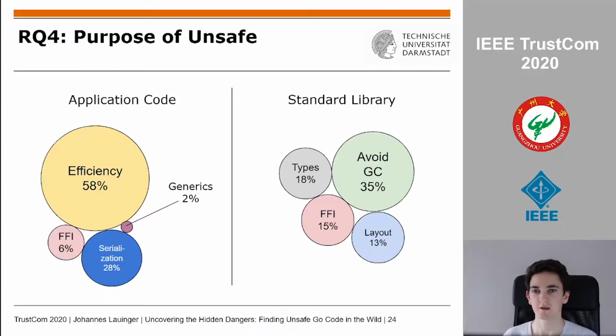For the standard library, on the other hand, the purposes of using unsafe are different. The most common is making the garbage collector keep a specific value in memory while a system call runs, and that is using a specific pattern that just uses unsafe. Next, the actual implementations of the type system and memory management and memory layout account for 18 and 13% respectively. Interacting with external C code through the foreign function interface is done in about 15% of the cases in the standard library.